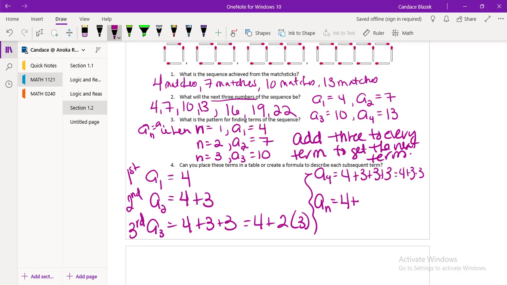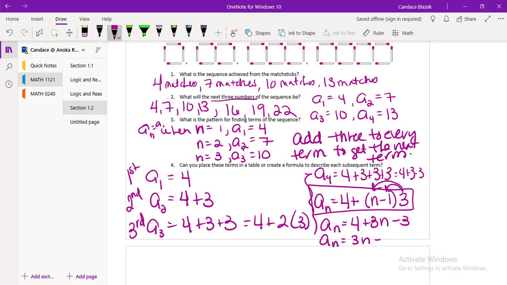And so I'm going to say it's going to be n minus 1 times the 3. And this would be a generic formula for our term. But we can also say, if we simplified it, it would be 4 plus 3n minus 3. You know, I would distribute that 3 forward into the n minus 1. Or a sub n is equal to 3n plus 1. And you can test this with the sequence above.